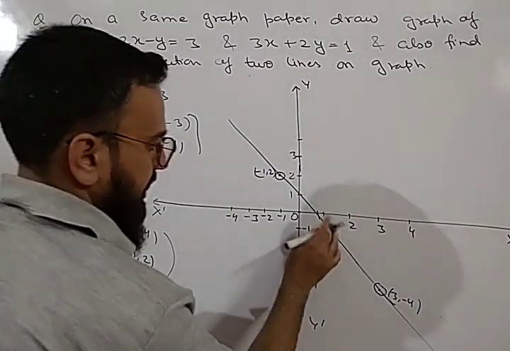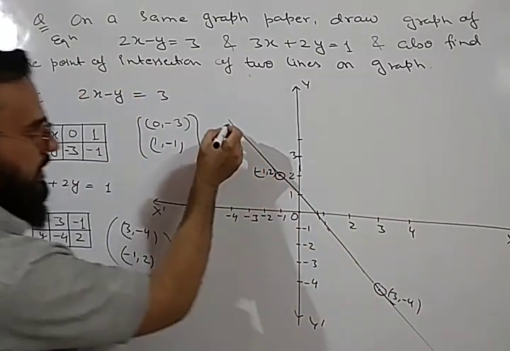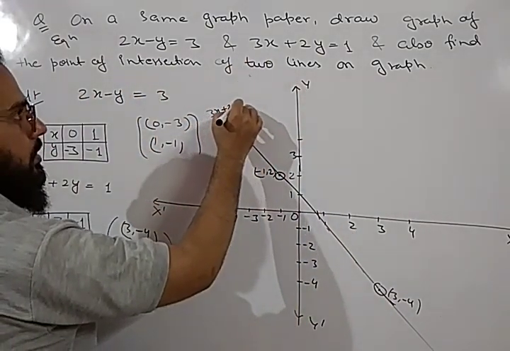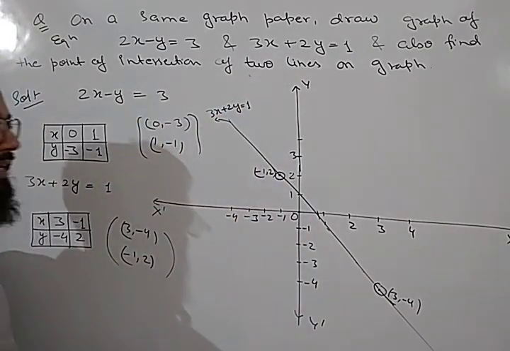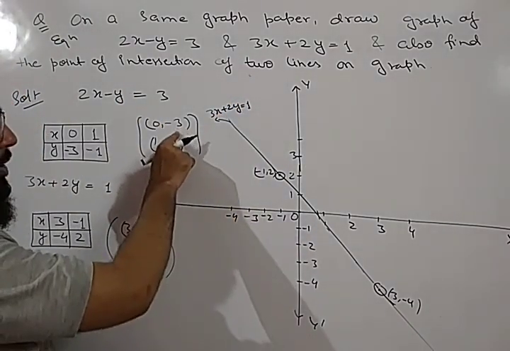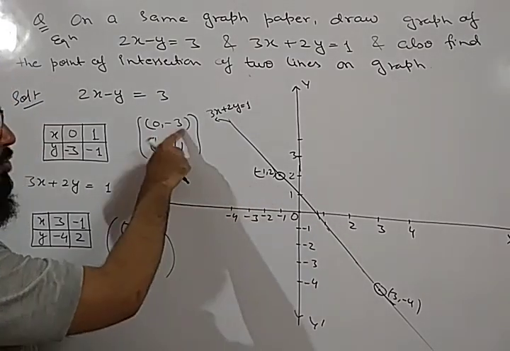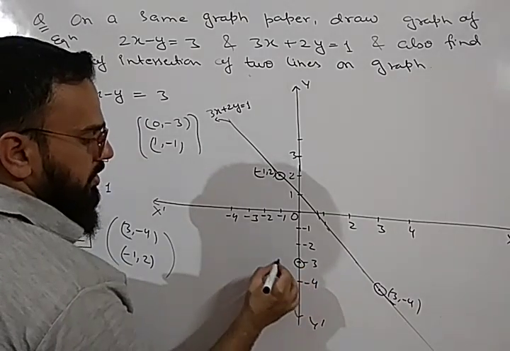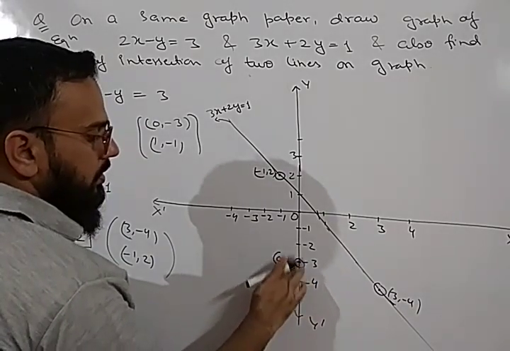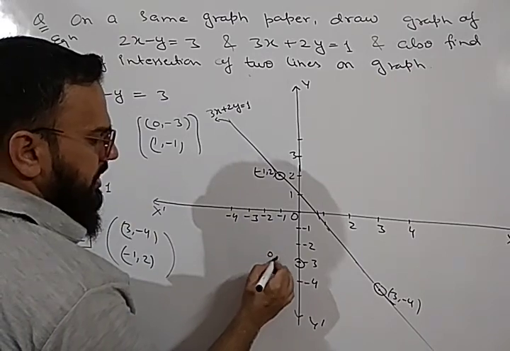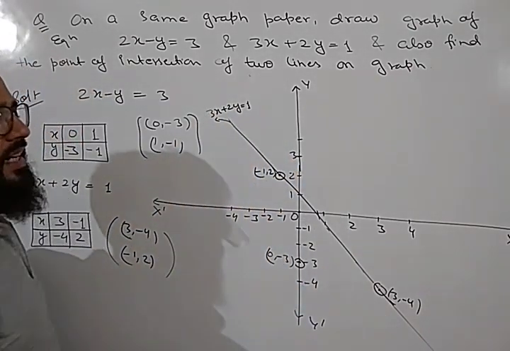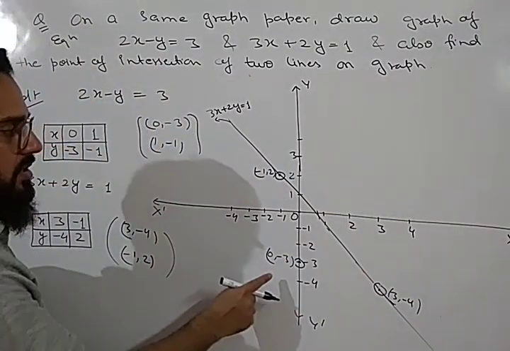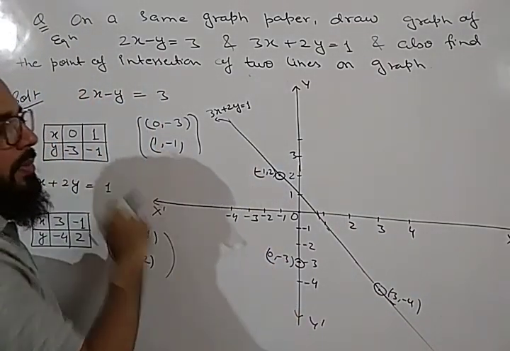This is the graph of the second equation. Okay, so we are writing it here. The second equation is 3x plus 2y equals 1. This is the graph of the second equation. Now again plotting the graph of the first equation. The first point is 0 comma minus 3. So at x equal to 0, y is minus 3. There will be 0 comma minus 3. Okay, we have made a mistake. We have taken the point 0 comma 3. That's why our graph was wrong. Now this is 0 comma minus 3, and the second point is 1 comma minus 1.